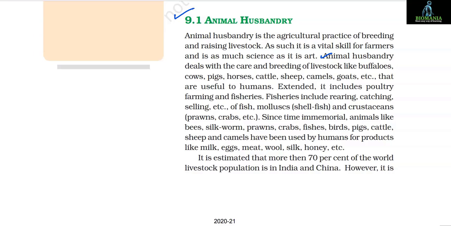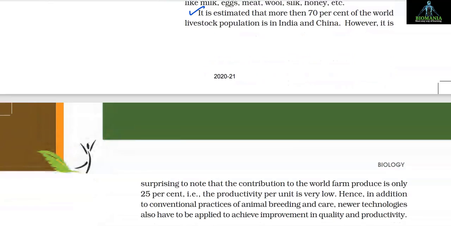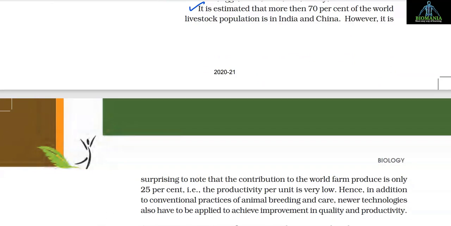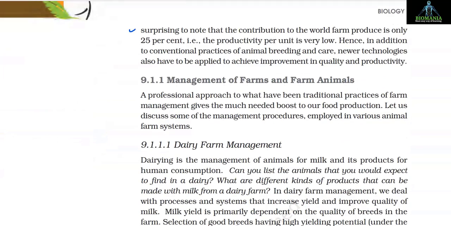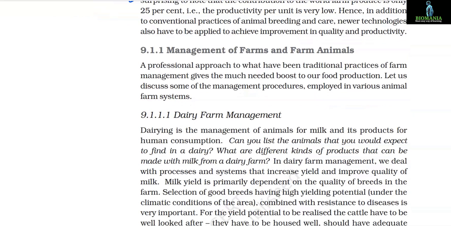Since time immemorial, animals like bees, silkworm, prawns, crabs, fishes, birds, pigs, cattle, sheep, and camels have been used by humans for products like milk, eggs, meat, wool, silk, honey, etc. It is estimated that more than 70% of the world's livestock population is in India and China. However, it is surprising to note that the contribution to the world farm produce is only 25%. That is, the productivity per unit is very low. Hence, in addition to conventional practices of animal breeding and care, newer technologies also have to be applied to achieve improvement in quality and productivity.